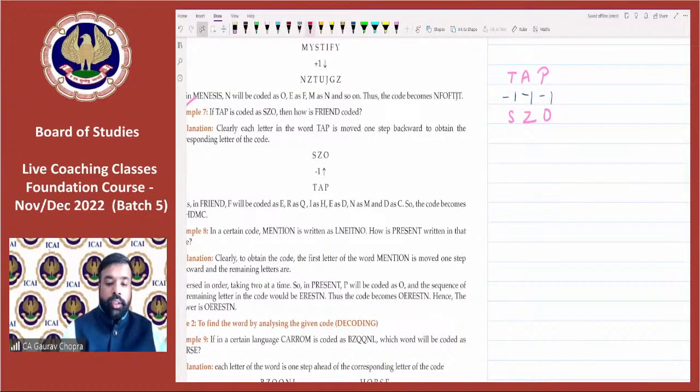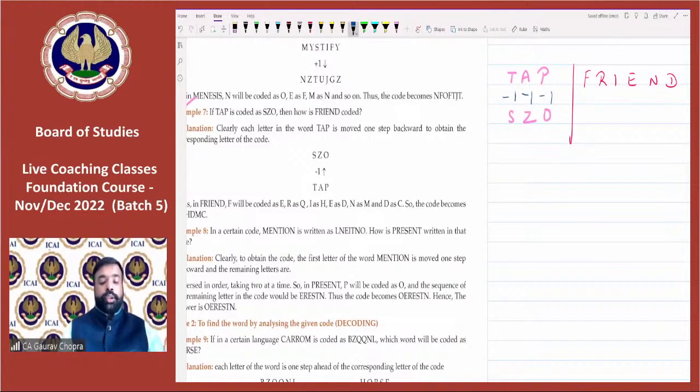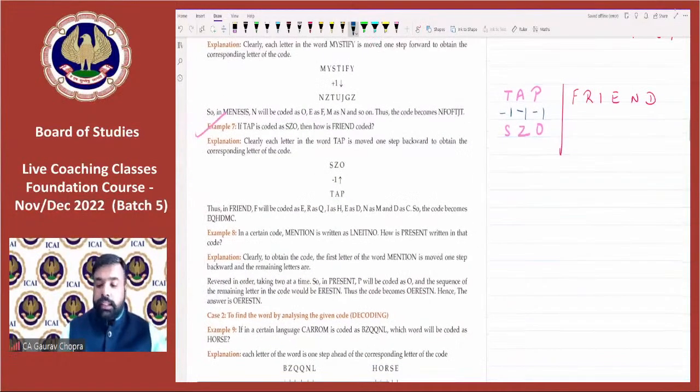Similarly, for the given word, that is F, R, I, E, and D, we have to move one step backward. So, what will come just before F? It is E. What is coming before R? It is Q. Before I, it is H. Then D, M, and C. So, this is the given code. So, we are simply doing -1.